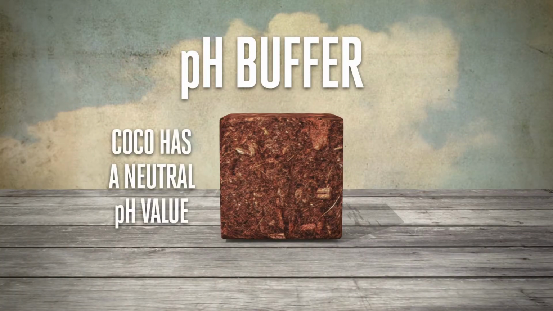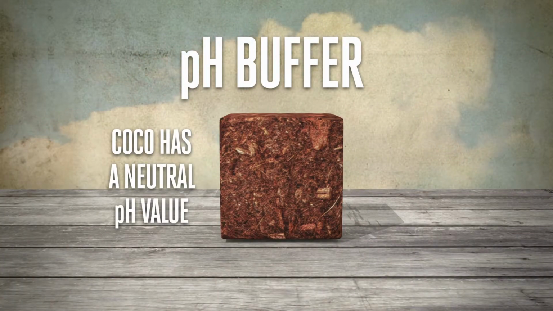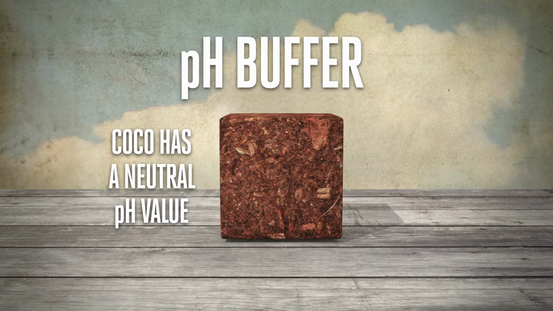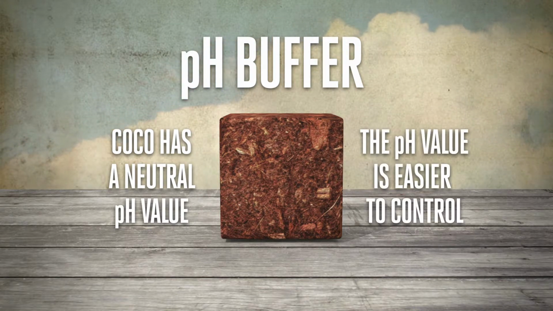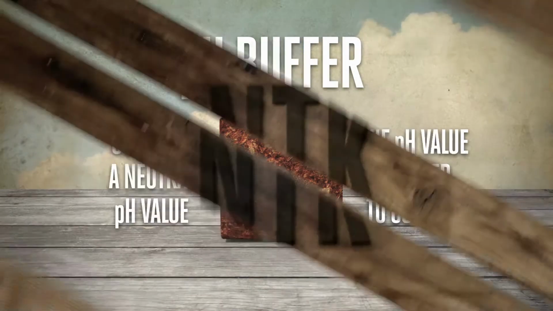Coco is basically neutral in its pH value and will not neutralise the pH value of the nutrient solution. This means that pH values are easier to control in coco, but it is not as forgiving as potting mixes.